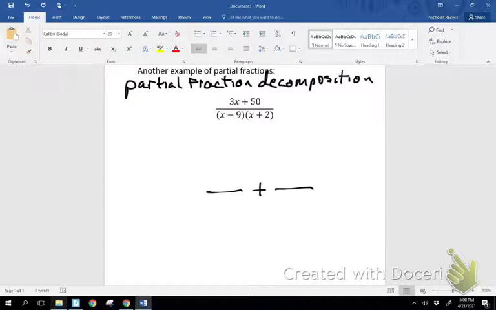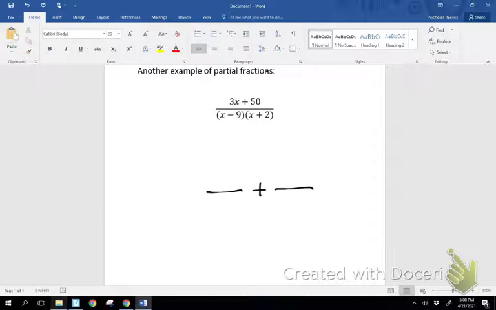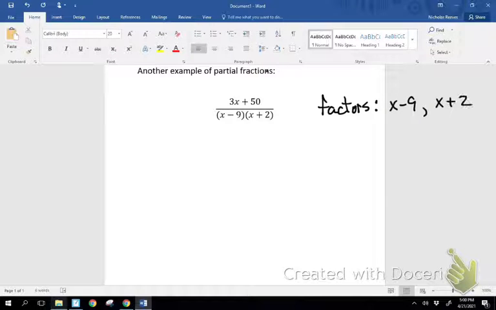So we need to first write out the factors. So let's look at the denominator. I don't see anything that needs to be factored. It's already factored. So I would say the factors of the denominator, sorry, are x minus 9 and x plus 2. So that means we're going to have two fractions for an answer.